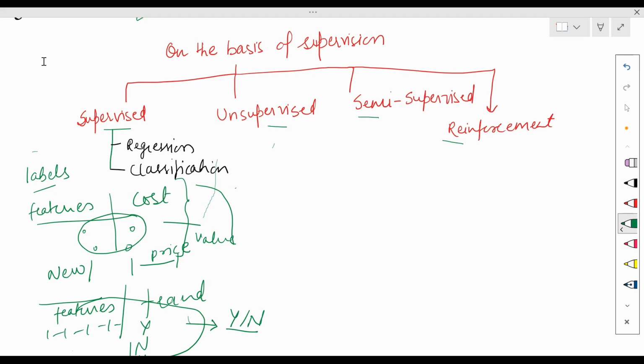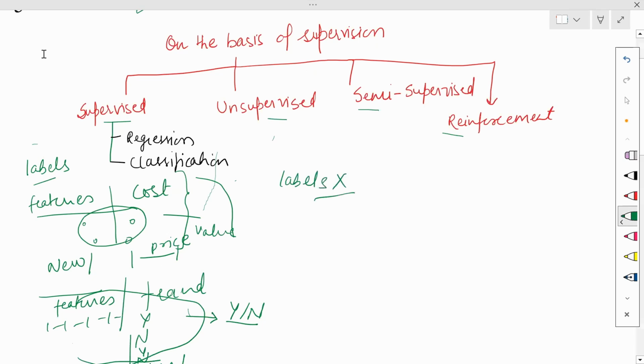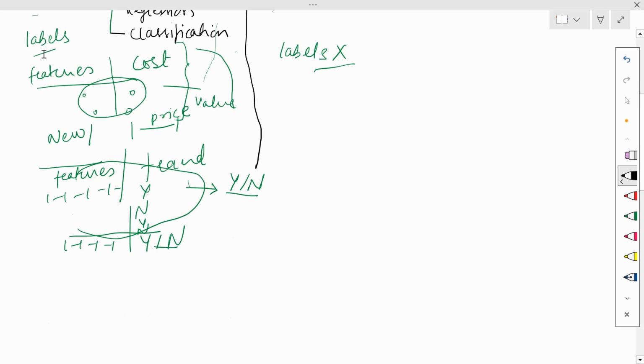The next category is unsupervised learning. As the name suggests, we do not have labels for the provided data. So how do the algorithms learn? They learn on the basis of different approaches. Let's explore them one by one. The first unsupervised technique is clustering.